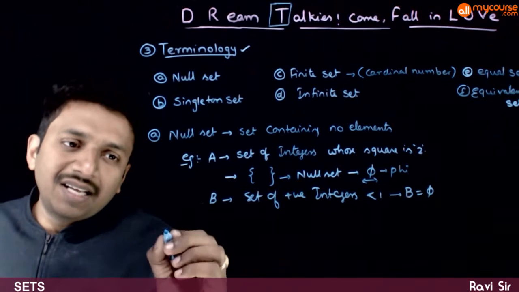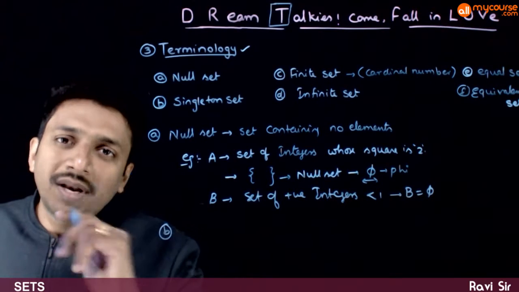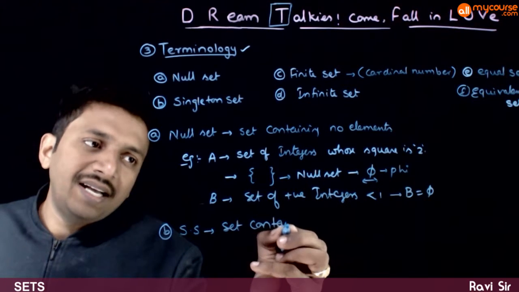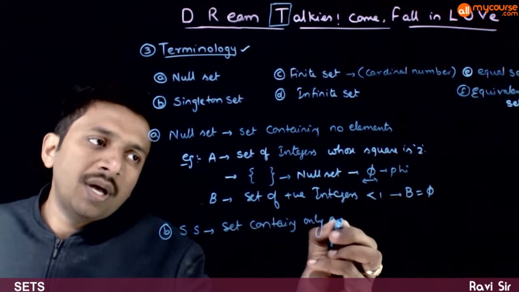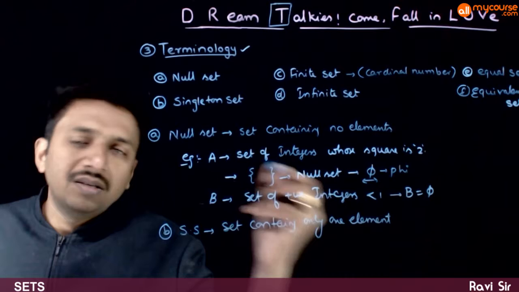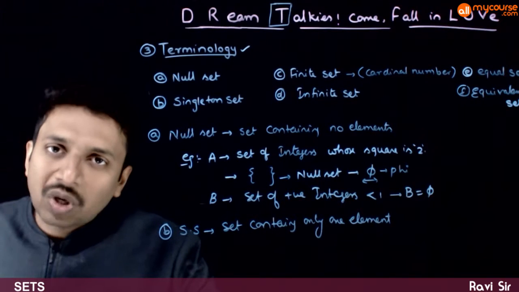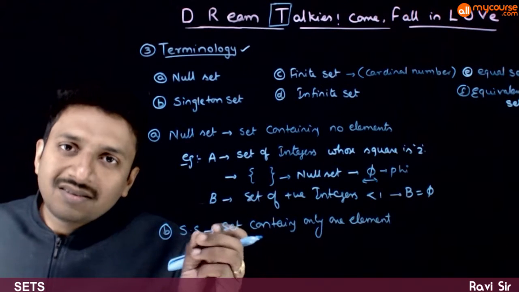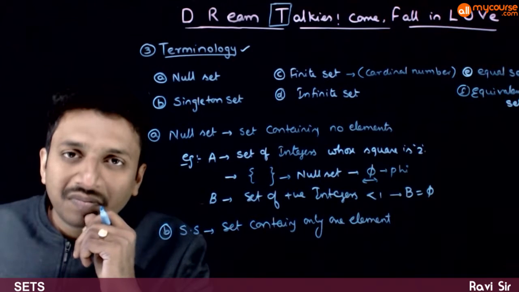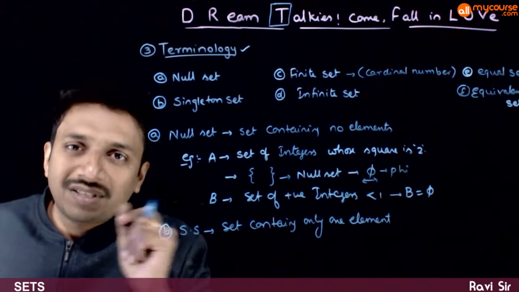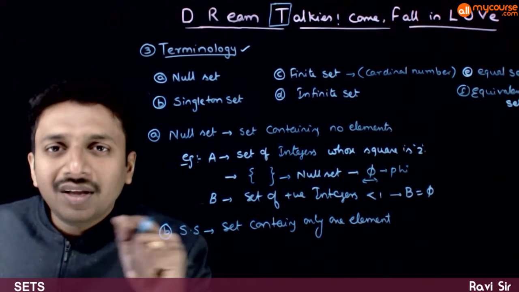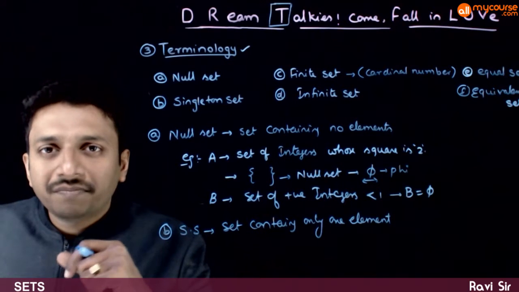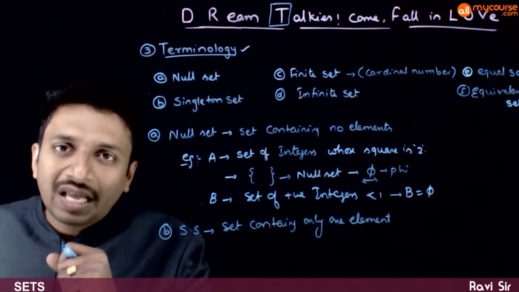And what is a singleton set? Singleton set is a set containing only one element. So if you have a set containing only one element, that is called a singleton set. You have lots of examples for singleton set. In a class, the set of students who got first rank. First rank is obtained by only one student, hence you have a singleton set. So the set of positive integers less than or equal to 1 is a singleton set. That is the set {1}, and so on.